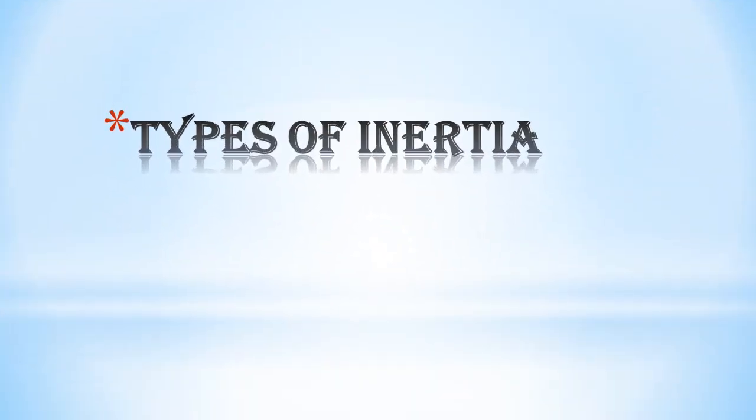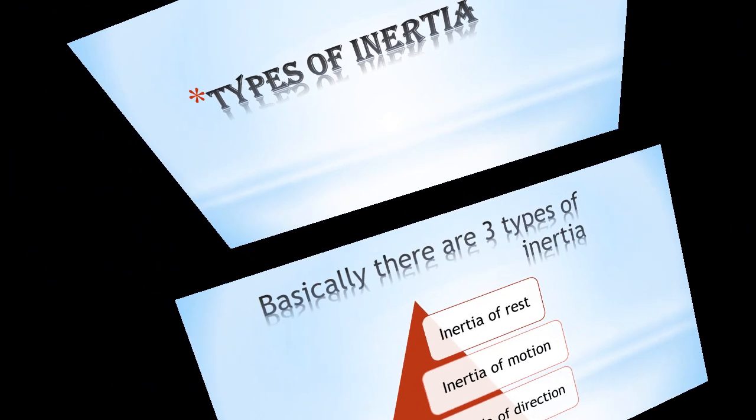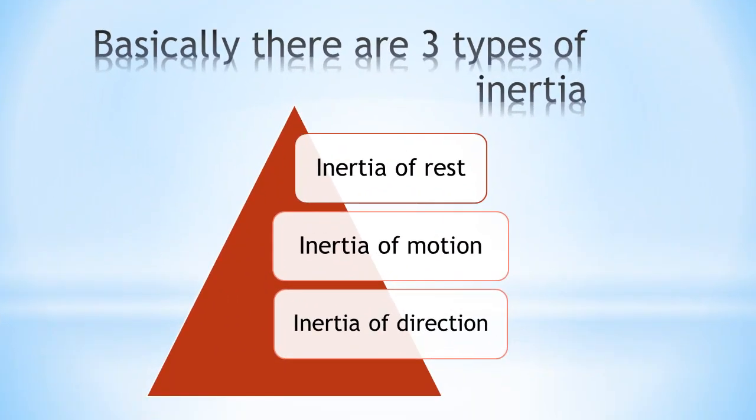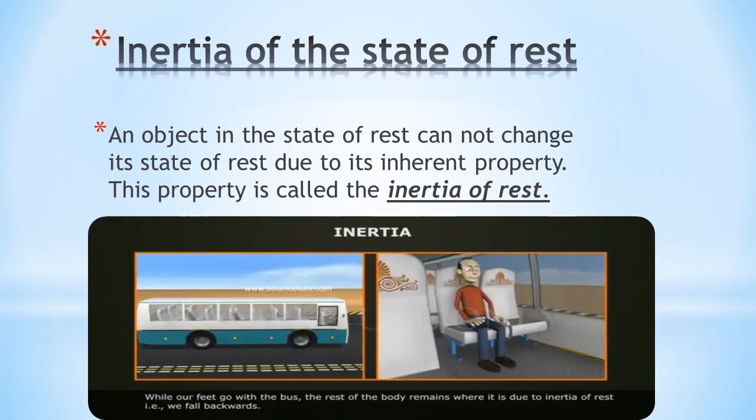Now we will see the types of inertia. So students, basically there are three types of inertia. First is inertia of rest, second is inertia of motion, third is inertia of direction. Now let's understand these types. First we will see the inertia of rest.